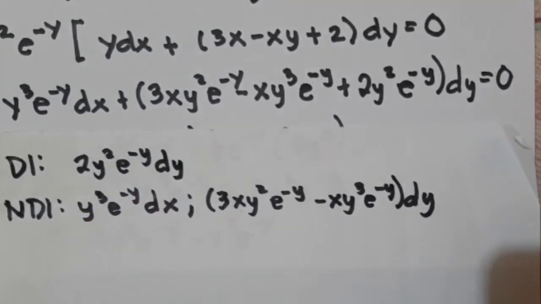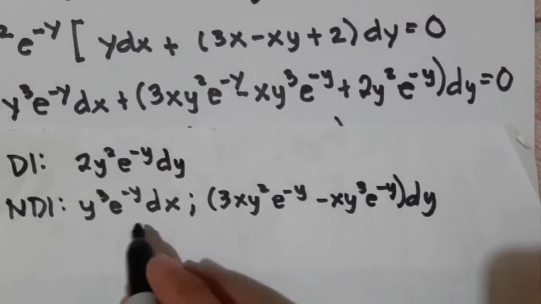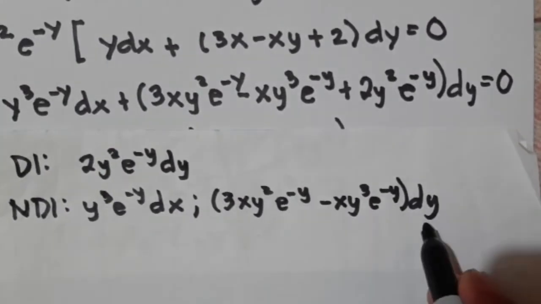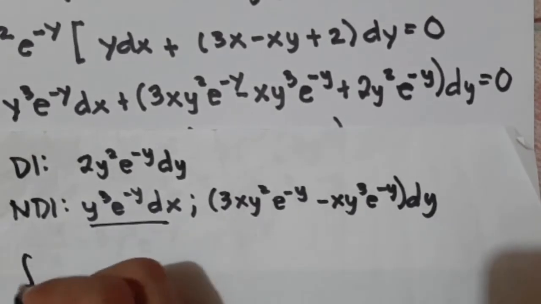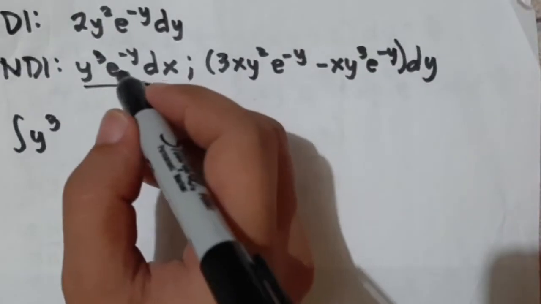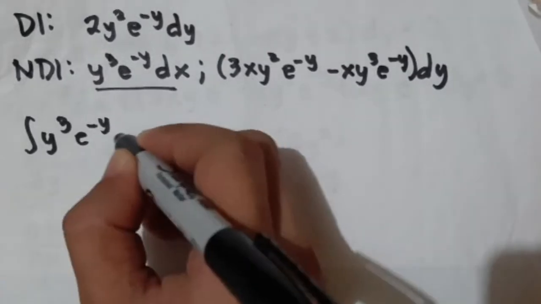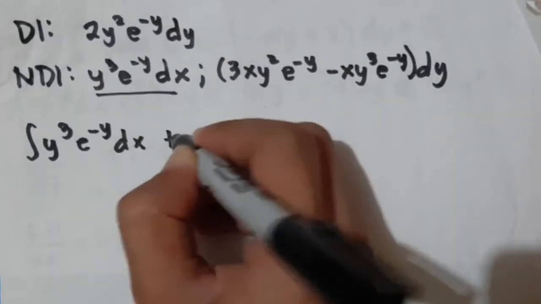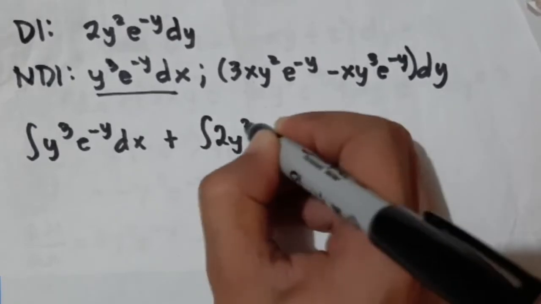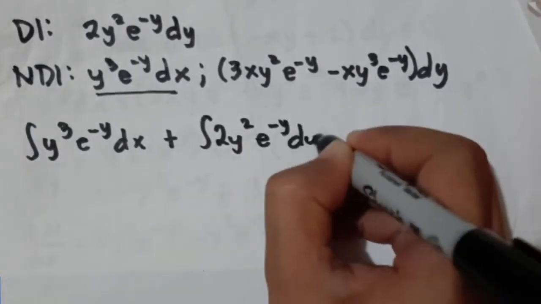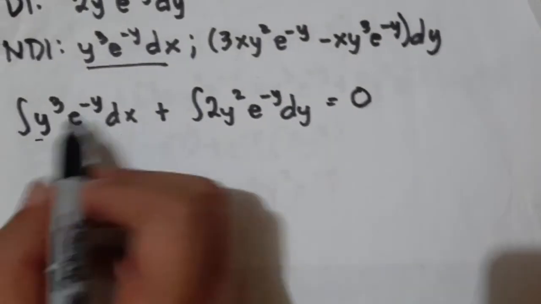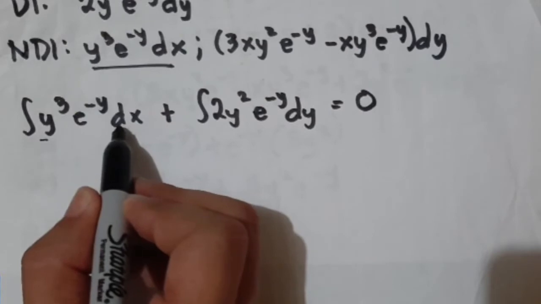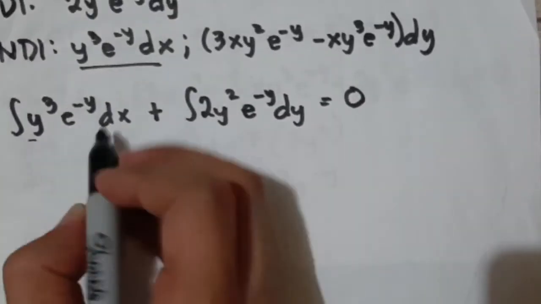So next natin gagawin is to integrate. Pili tayo ano mas madali. Ito o ito. Obviously mas madali itong part na to. So ito na lang kunin natin: the integral of y cubed e negative y dx plus the direct integrable 2y squared e negative y dy is equivalent to 0. Ito medyo madali kasi constant ito, integral of dx is simply x lang. Ito medyo mahirap, iwalay muna natin.